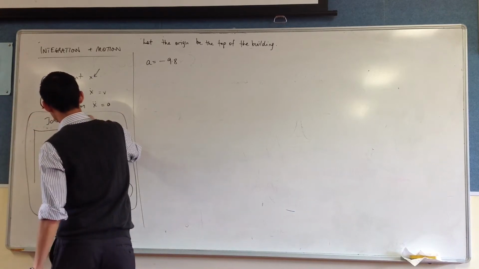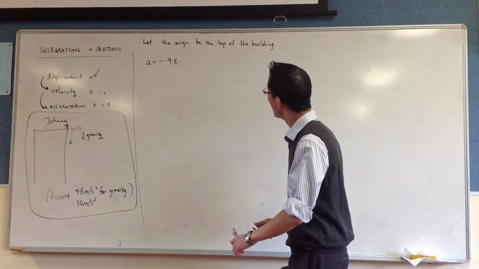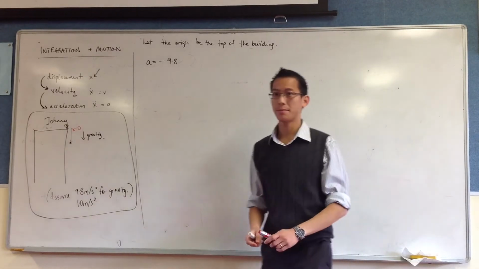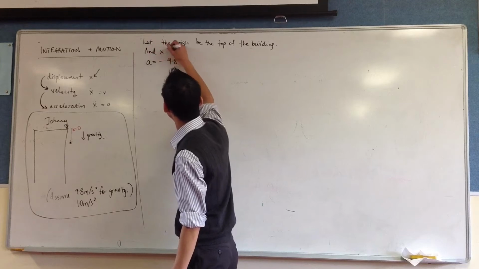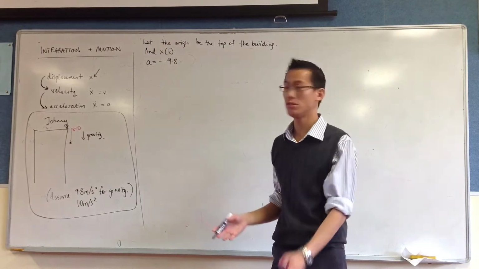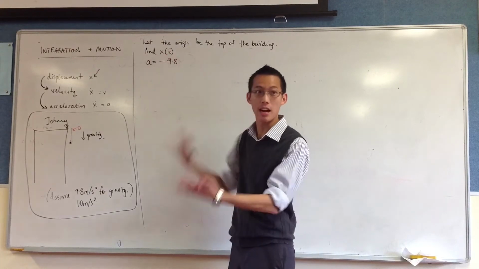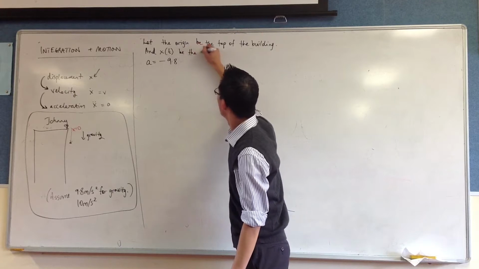Okay. Let the origin be the top of the building, okay, and x be, now x, of course, is a function, it's not just a value, so that's why I'm going to say x of t, to clarify that it's a function of time. x would be the displacement.